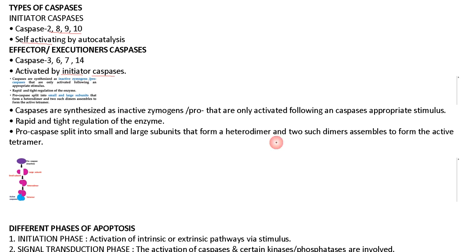So procaspase splits into small and large subunits. You can see in this picture, procaspase splits into small and large subunits. The small subunit and large subunit form a heterodimer. This heterodimer will form two such dimers and it will form active caspase. So this is active caspase.